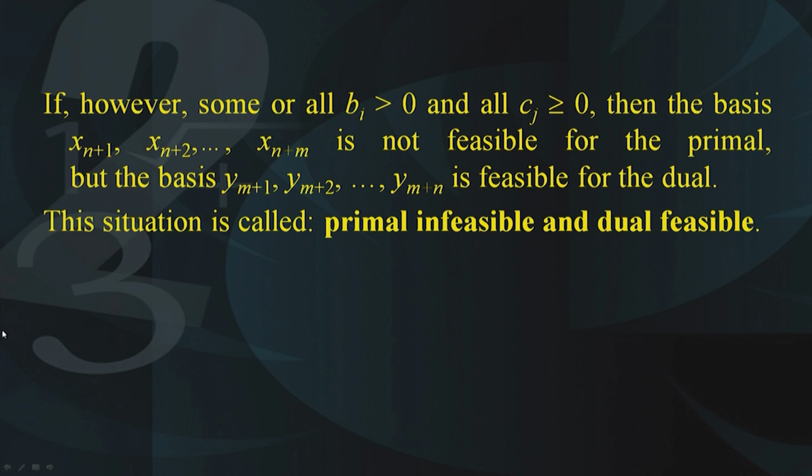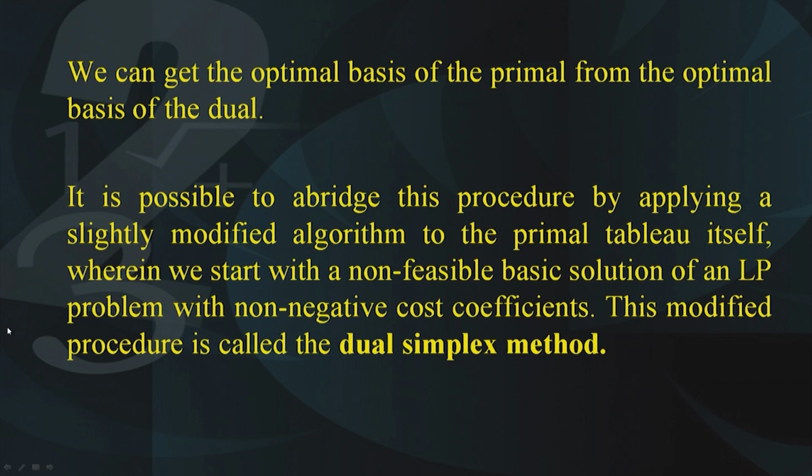Now, suppose we start our calculations of the simplex algorithm on the dual. Then we shall be moving through successive iterations, where the basic feasible solution of the dual occurs with the c_j's greater than or equal to 0, till the final relative cost coefficients, that is the b_i's of the dual, are all non-positive. Then we would have arrived at the optimal solution of the dual. This is a special situation, and under this condition we can get the optimum basis of the primal from the optimal basis of the dual.